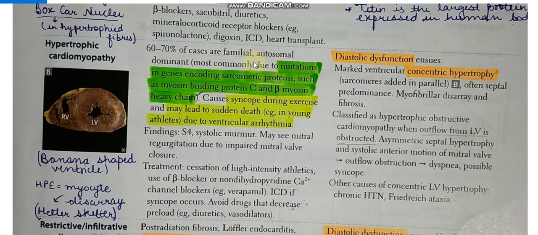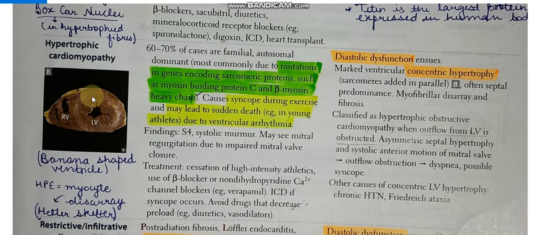Here, the problem is the mutation of the myosin binding protein C or beta myosin heavy chain. If these two options are there, you have to mark the beta myosin heavy chain. This is the more important one. So beta myosin, we know that myosin is a heavy chain, right? So there is mutation of the beta myosin. That's it.